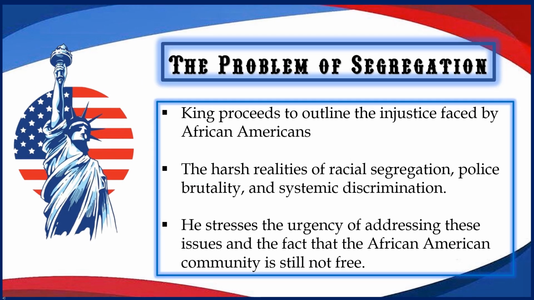In the speech, we see how the speaker emphasizes the problem of segregation or separation. King over here proceeds to outline the injustice that was faced by the African Americans, the harsh reality of police brutality, and the discrimination they faced throughout each and every system in America at that time. And he also stresses the urgent need to pay attention to all these issues so that the African American community can be freed from all these discriminatory practices of the white people.